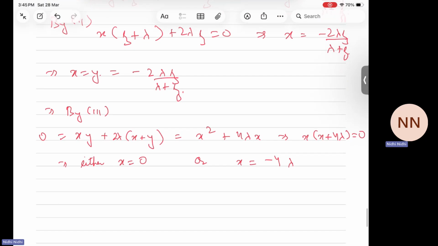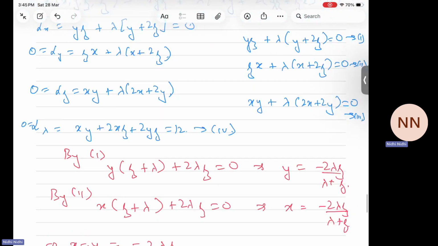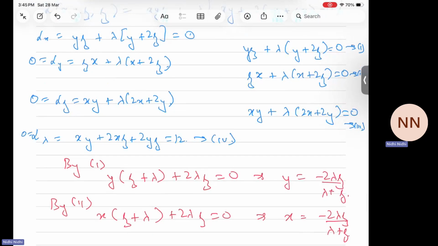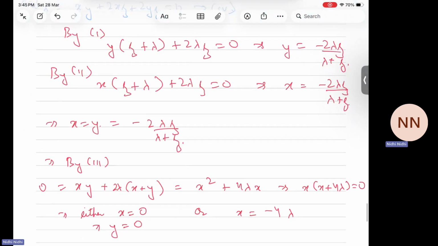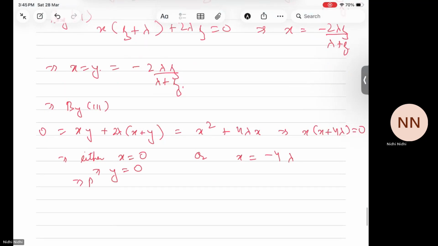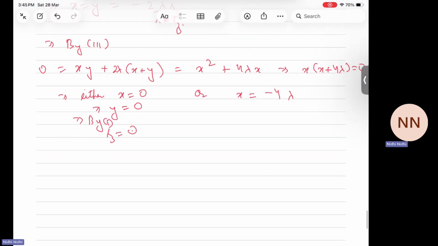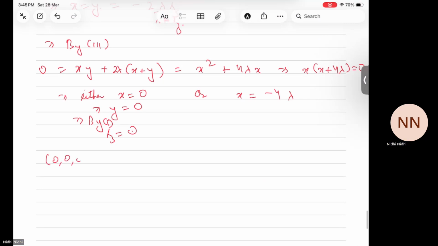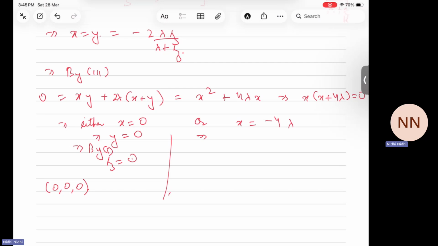Now if x is equal to 0, that will give us that y is also equal to 0. And then by equation first or second, whatever you want, you'll get that z is also equal to 0. So one of the points is 0, 0, 0. Then if x is equal to minus 4 lambda, in that case y will also be equal to minus 4 lambda.